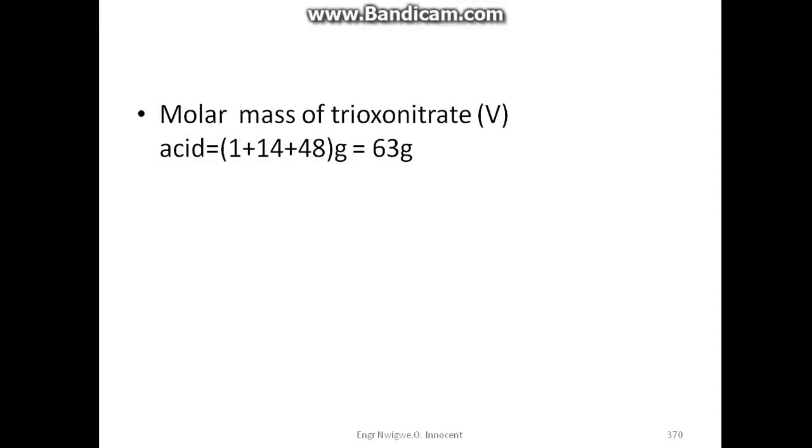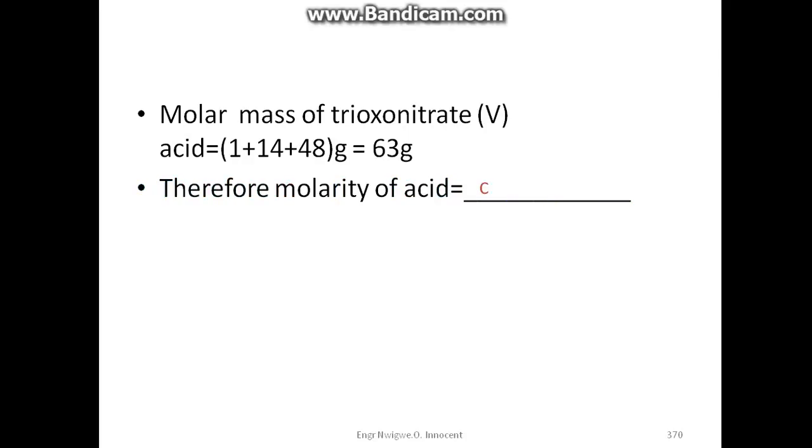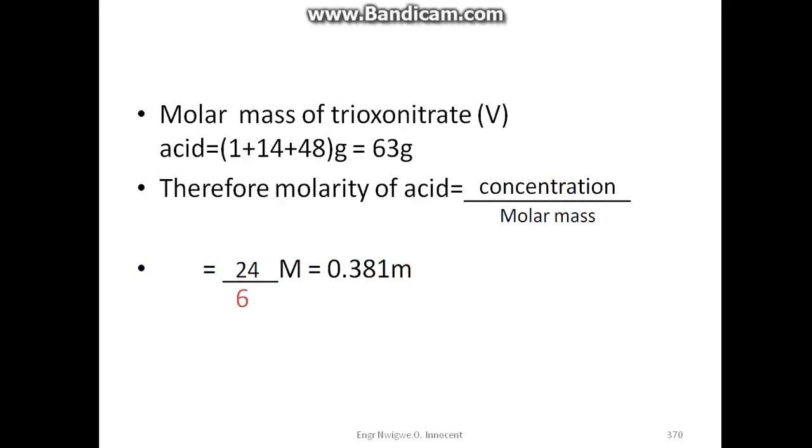Molar mass of trioxonitrate(V) acid is now equal to 1 plus 14 plus 48 gram, which will give us 63 gram. Therefore, molarity of acid is equal to concentration over molar mass, which is equal to 24 over 63 molarity, which will now give us 0.381 molarity.